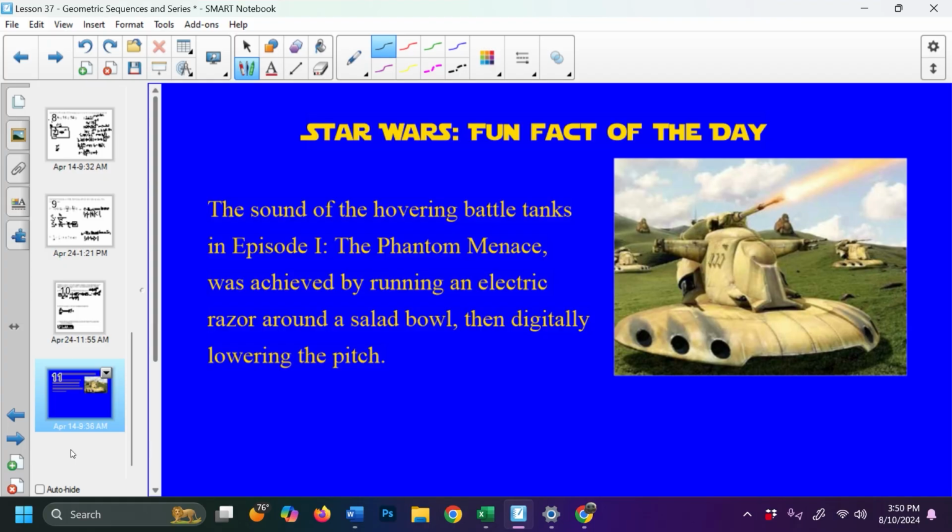The Star Wars fun fact of the day: the sound of hovering battle tanks in Episode 1, The Phantom Menace, was achieved by running an electric razor around a salad bowl, then digitally lowering the pitch. I've got an electric razor. I've got a salad bowl. I should be able to make sounds for the next Star Wars movie.